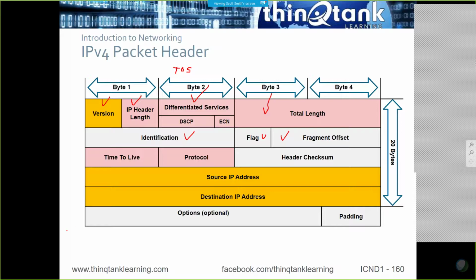The time to live field. Now this field is relatively important. It's called the time to live field. It's an 8-bit field, which means that numerically it has a decimal value from anywhere from 0 to 255. Because it's an 8-bit field, that's essentially what it means. I have a numerical value from 0 to 255, a decimal value.